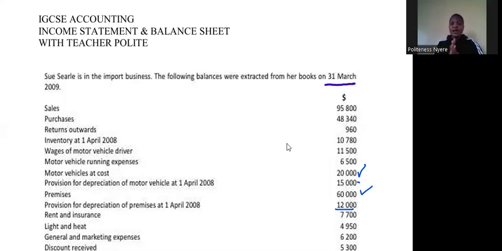Last time when we met, we were talking about the income statement and we did an example of a sole trader's income statement. So we want to continue to the balance sheet using that same example.